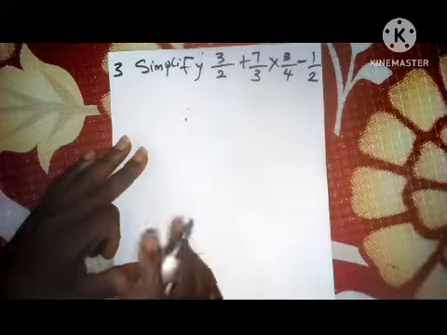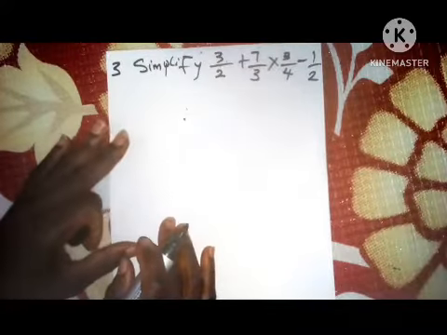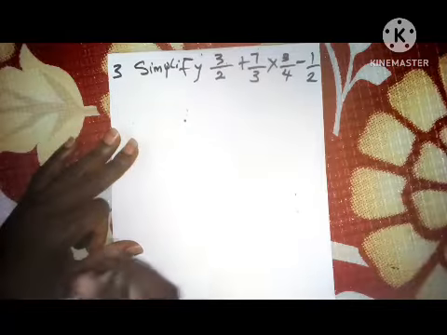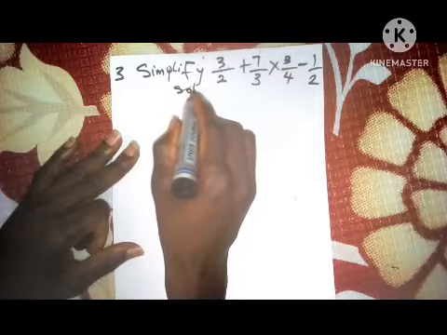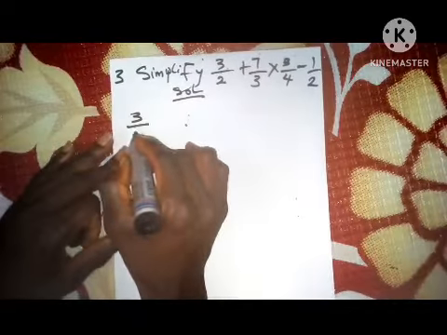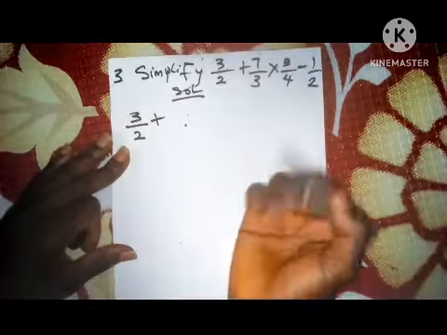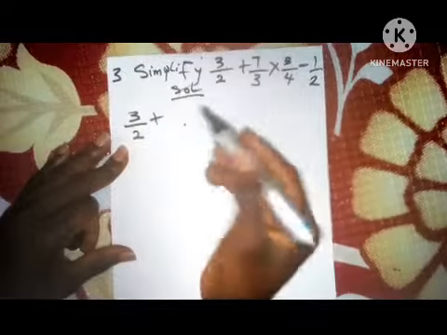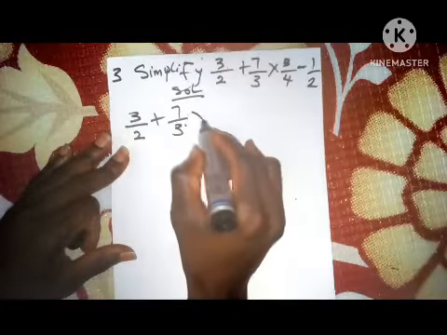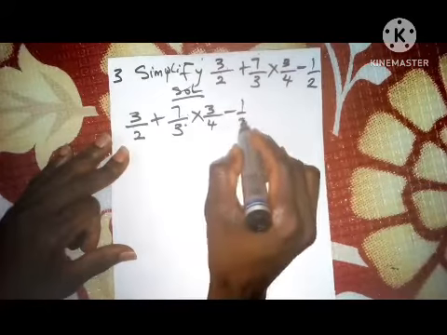How do we do this? This is not unlike what we did before. So how do we do this one? All right, just follow my steps. Okay, so we have solution. We have 3, bring down this one, over 2 plus, at this point what do we do? We cancel out. Okay, let's bring the question down first. 7 over 3, then times 3 over 4 minus 1 over 2.